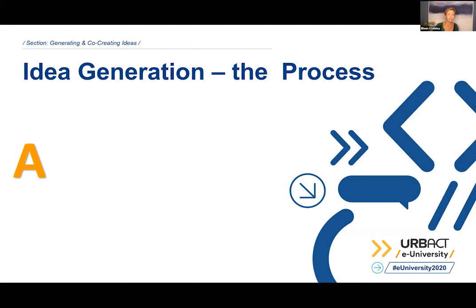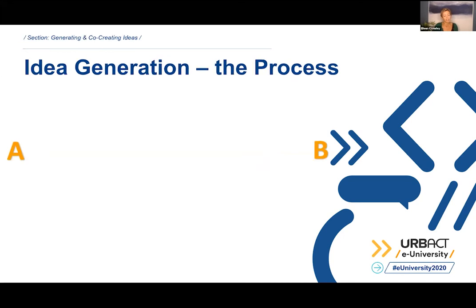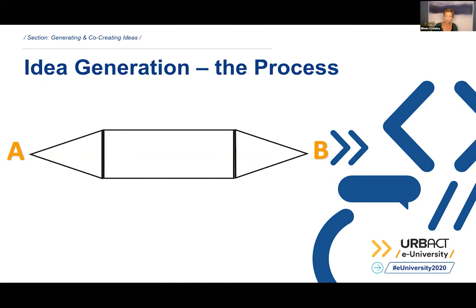So ultimately, the idea generation process is designed to get you to move between 2 points. We have point A, which we can call our initial state, and we have point B, which we can call our desired state. But the actual shape of the idea generation process is a little bit different. As I said, it is quite complex, and it looks like this. So I suppose it's a bit like a pencil that's been sharpened on both ends.